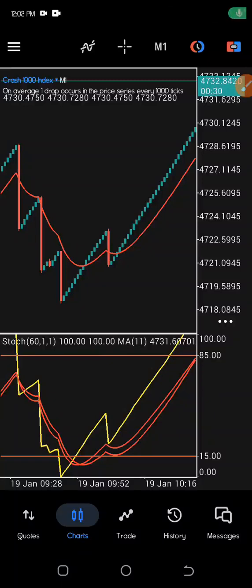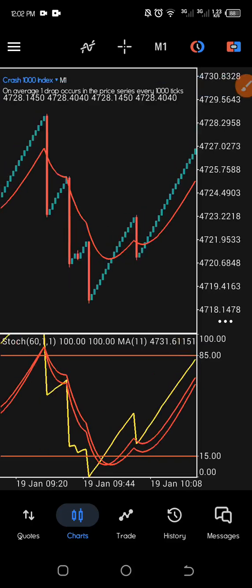Hello guys, so in today's video we are going to be looking at this Boom crash scalping strategy, and I'm going to give you guys the settings for the strategy and how you can use this strategy.